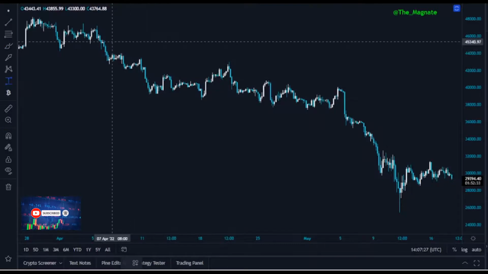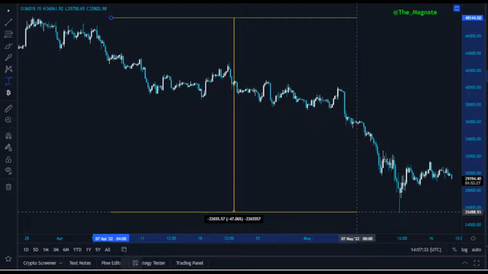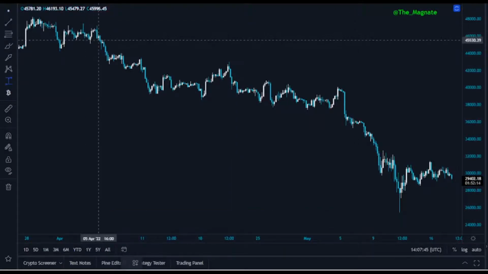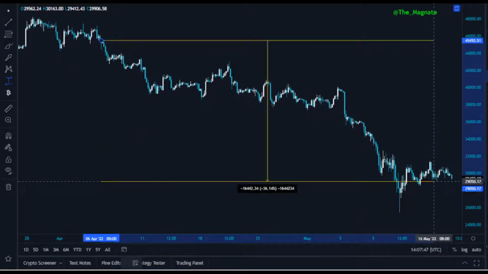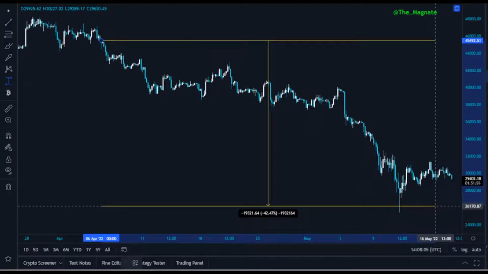So once we lost $48,000, all the way down to the 25,500-ish level, we saw nearly a 50% dump in the market. However, if you're a conservative trader, as soon as we lost the 45,500 level, all the way down to 25,500, we saw nearly a 45% dump in the market. However, we don't have to chase tops or bottoms.